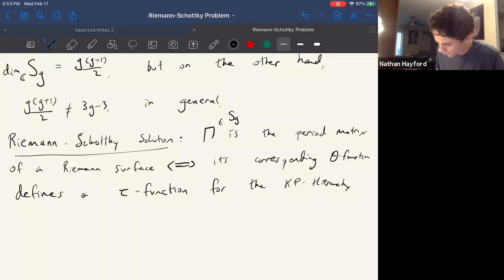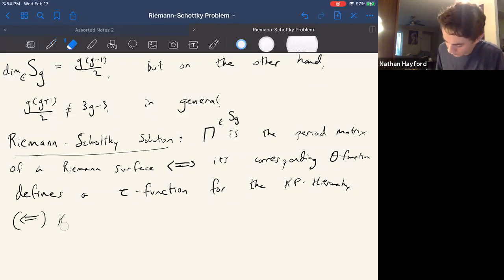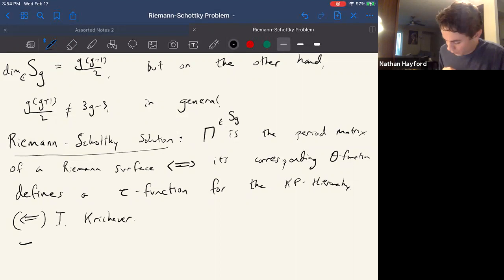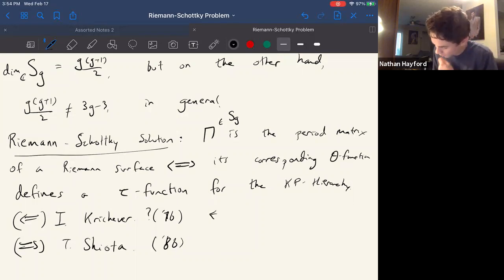And well, the backwards direction of this is due to Krichever, who's a student of Novikov. And the full proof, which is the forwards direction, is due to Shiota, and this is, I think, 86. The Krichever work is mid 70s, I forget, I'll put a question mark here, but this one's definitely 86. So this guy was doing integrable systems, and this guy I think is actually an algebraic geometer.